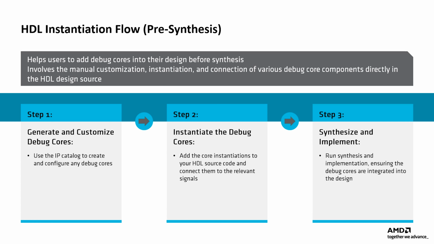Step 3. Synthesize and implement. Run synthesis from the Flow Navigator in Vivado to integrate the debug cores into the design. After synthesis, open the synthesized design to verify the debug cores in the debug window. Debug cores are automatically connected to the debug hub core, which appears as a black box. Properties of debug cores can be updated using the Properties window.